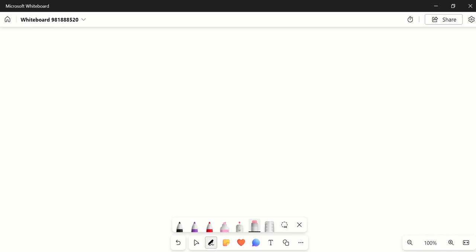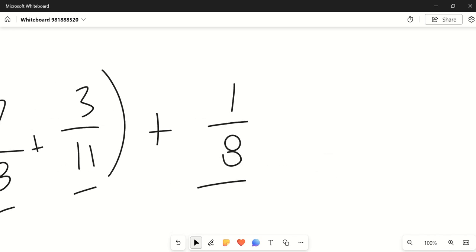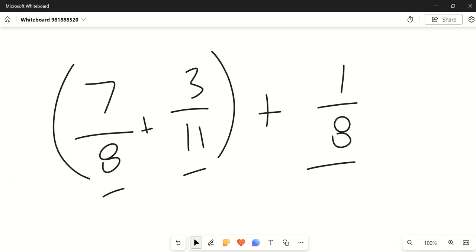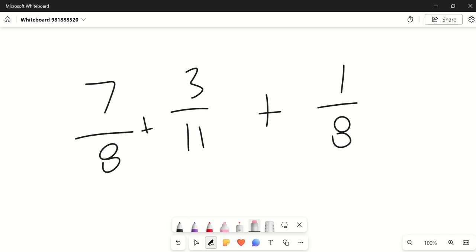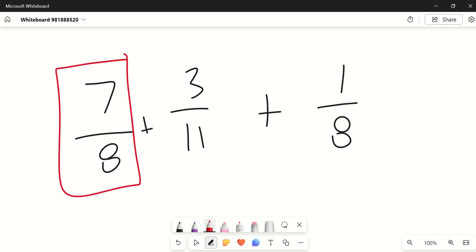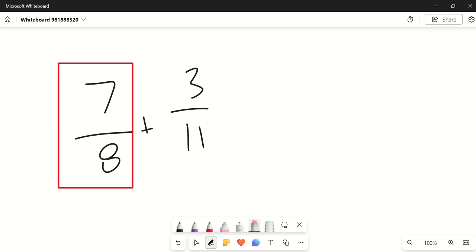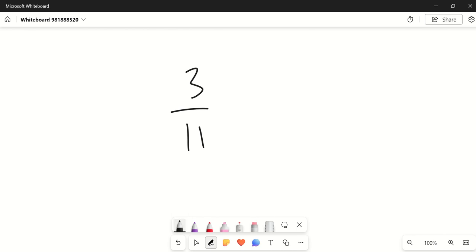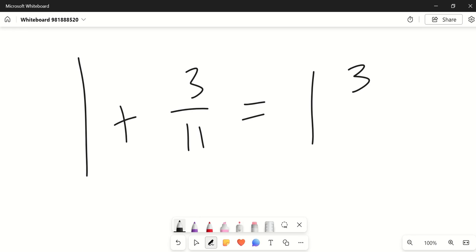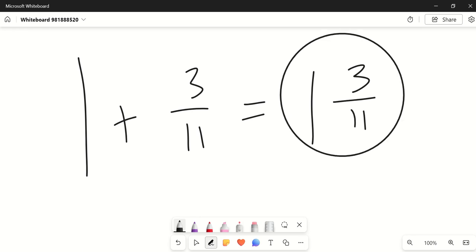But again, the loophole in this is that this is all adding. Therefore, our answer is going to be the same no matter which way we add. And this question is set up pretty easily because, let me go ahead and just erase this, we have two like fractions already, 7/8 and 1/8. When I add these together, I'll have 8 out of 8, or I'll have 1. When I add 1 plus 3/11, it will just give me 1 and 3/11, and that is my answer.